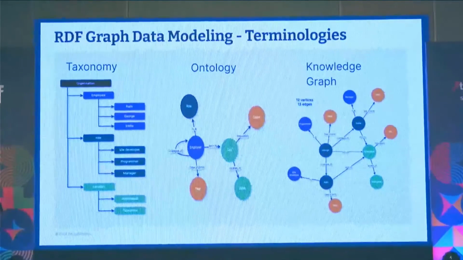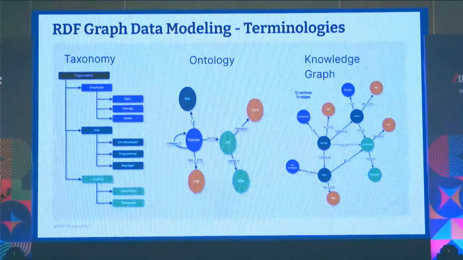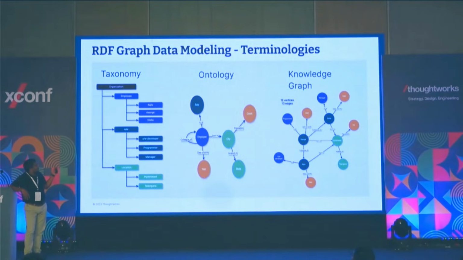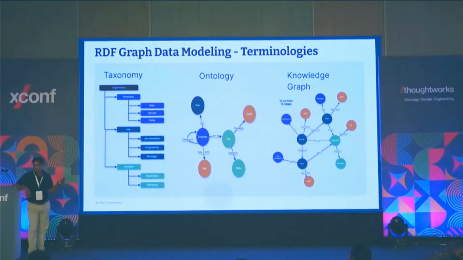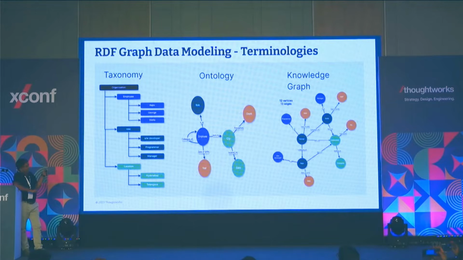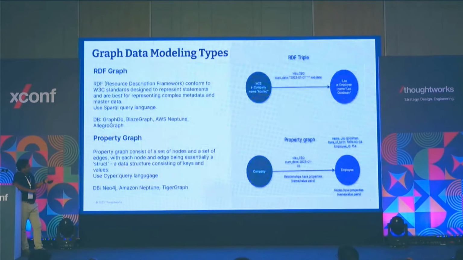Okay, so now going forward, we will talk about modeling an RDF-based graph. Before getting into the details, we have to understand some terminology about modeling the knowledge graph: what is taxonomy, what is ontology, and what is a knowledge graph, right? Taxonomy is the basic fundamental information about the real world. In addition to just maintaining the information, it also has some characterization of the information.